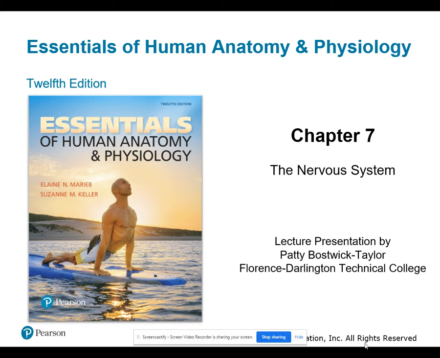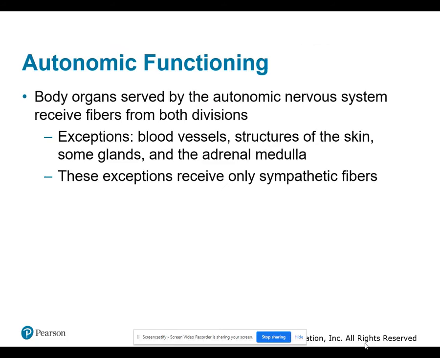Everyone, we have finally reached the very last section of our nervous system because it's huge. In the last section, we talked about the autonomic nervous system, and we mentioned the two subdivisions, parasympathetic and sympathetic. But now we're going to go a little bit into detail about its functioning, or what it does within the body and the difference between them.